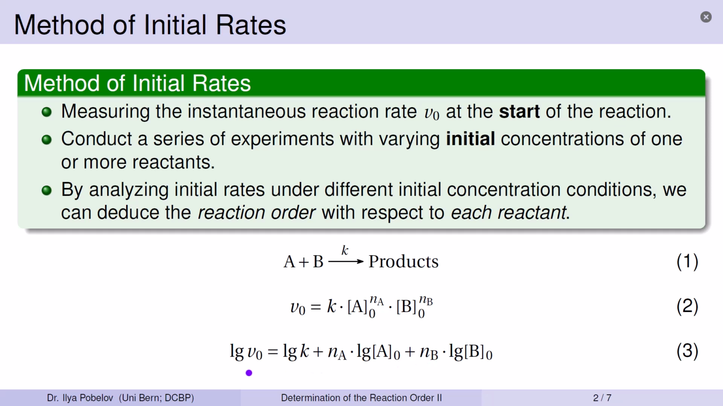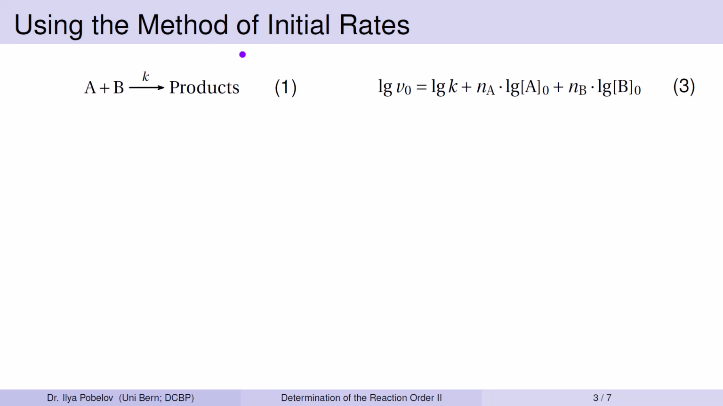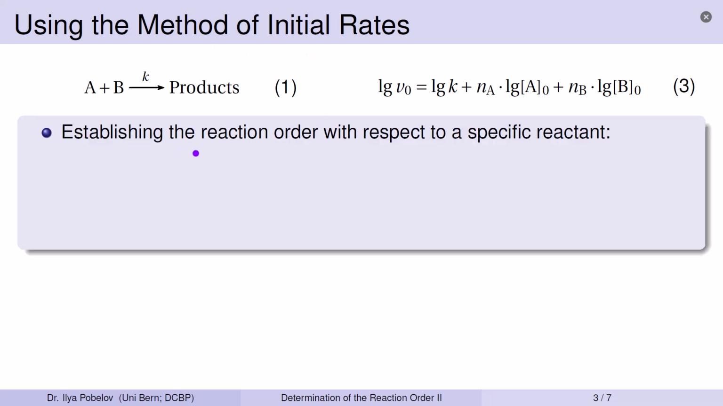To facilitate a graphical analysis, we take logarithms, typically a decimal one, of both sides of this equation. This allows us to convert concentrations in the powers of reaction orders to products of reaction orders and logarithms of the reactant concentration. In the method of initial rates, to establish the reaction order with respect to a specific reactant, we primarily follow two approaches.